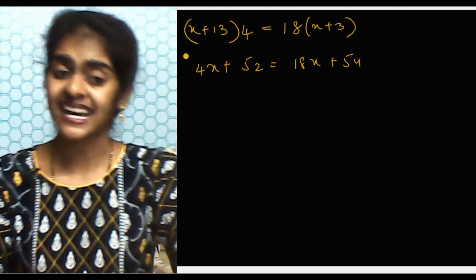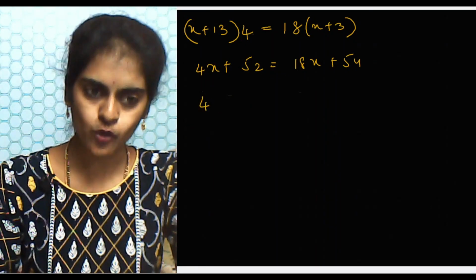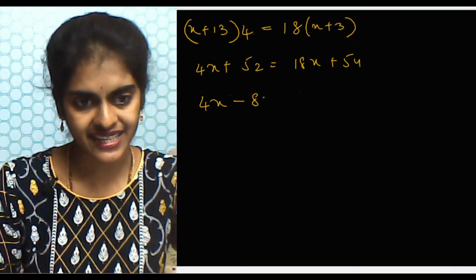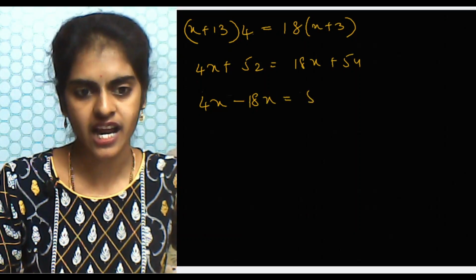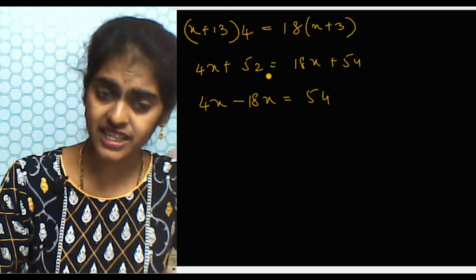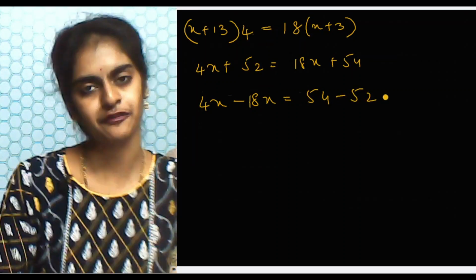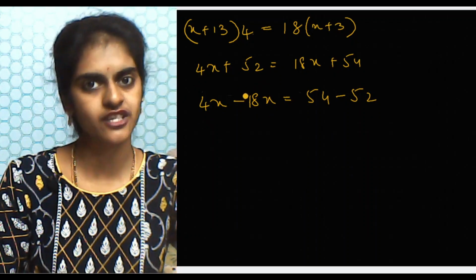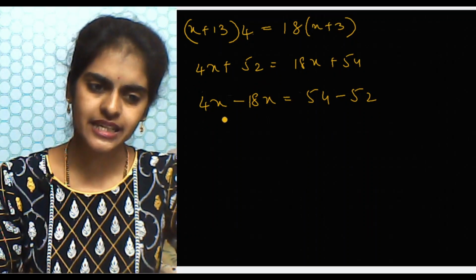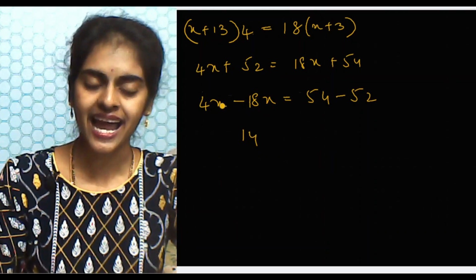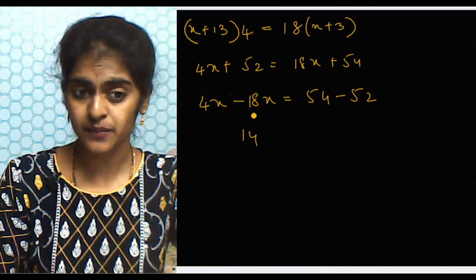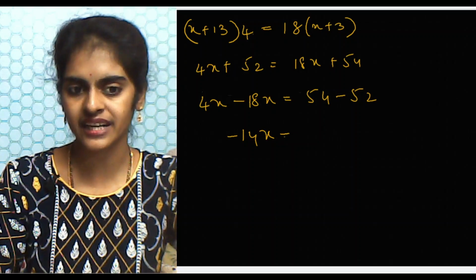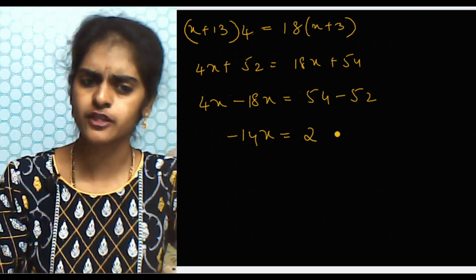Now you have x on both the sides of the equation. So 4x. Now let me transpose this plus 18x to LHS. It becomes minus 18x is equal to 54 in RHS. Let me take this plus 52 to RHS. It becomes minus 52. So 4x minus 18x, one positive integer, one negative integer, so you will subtract. 18 minus 4 is 14. The bigger number has a negative sign, so the answer also will have a negative sign. So it is minus 14x is equal to 54 minus 52, which is 2.